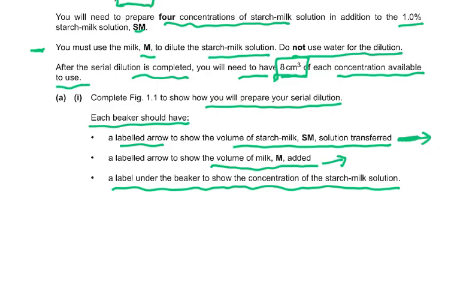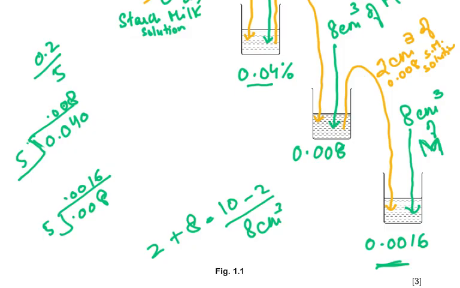So that's what it said in the question, that you should have 8 cm cube of the concentration available to use. The last one will of course have 10 cm cube, but you don't have to worry about that.